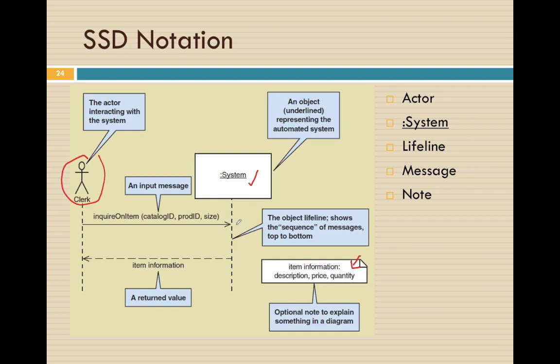The object lifeline shows the sequence of messages. So first the actor will send the catalog ID, product ID, and size, and then the return value. These messages are in sequence. And we have the note. It is optional, used to explain something in a diagram. For example, if we have too much input or too much output, we just generalize it into, for example, item information, and in the note section we explain what the items involved are.